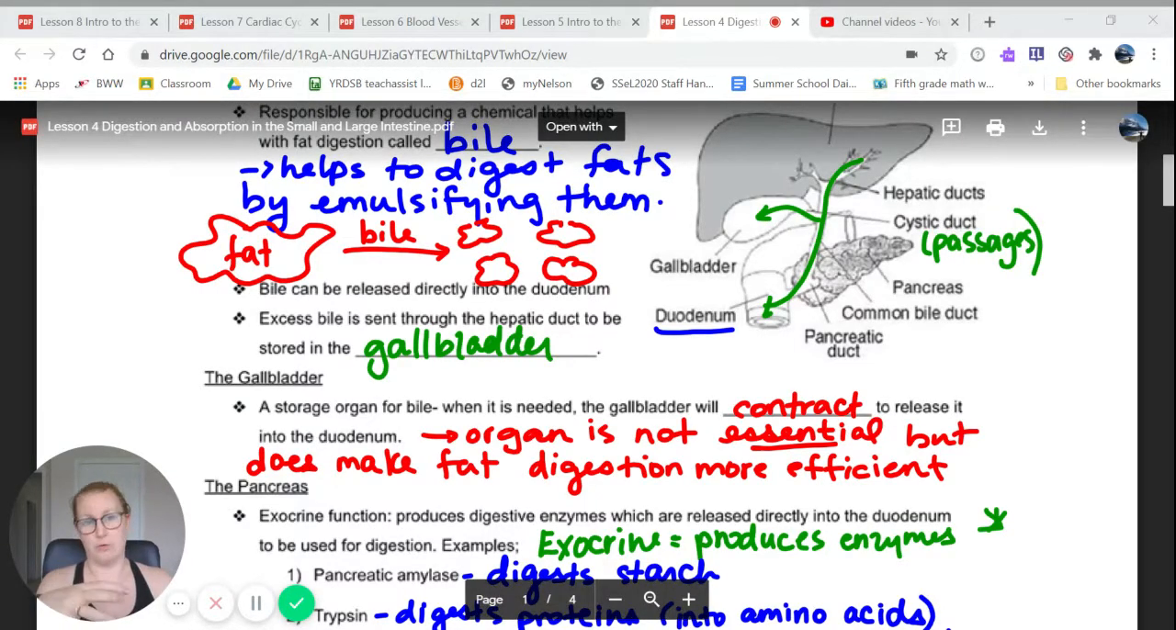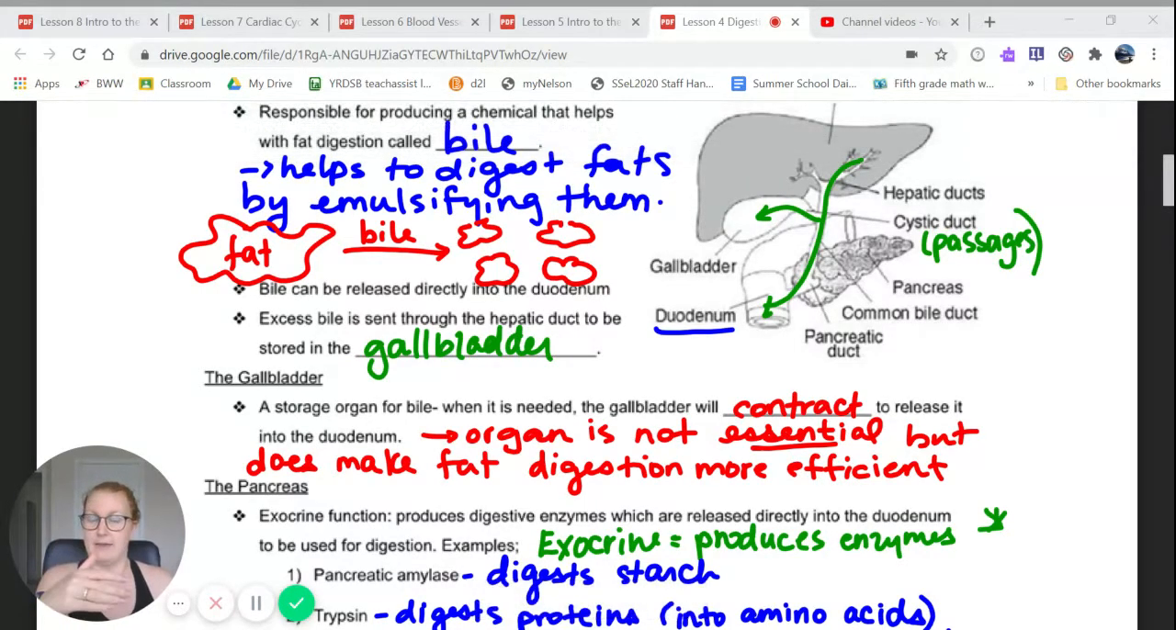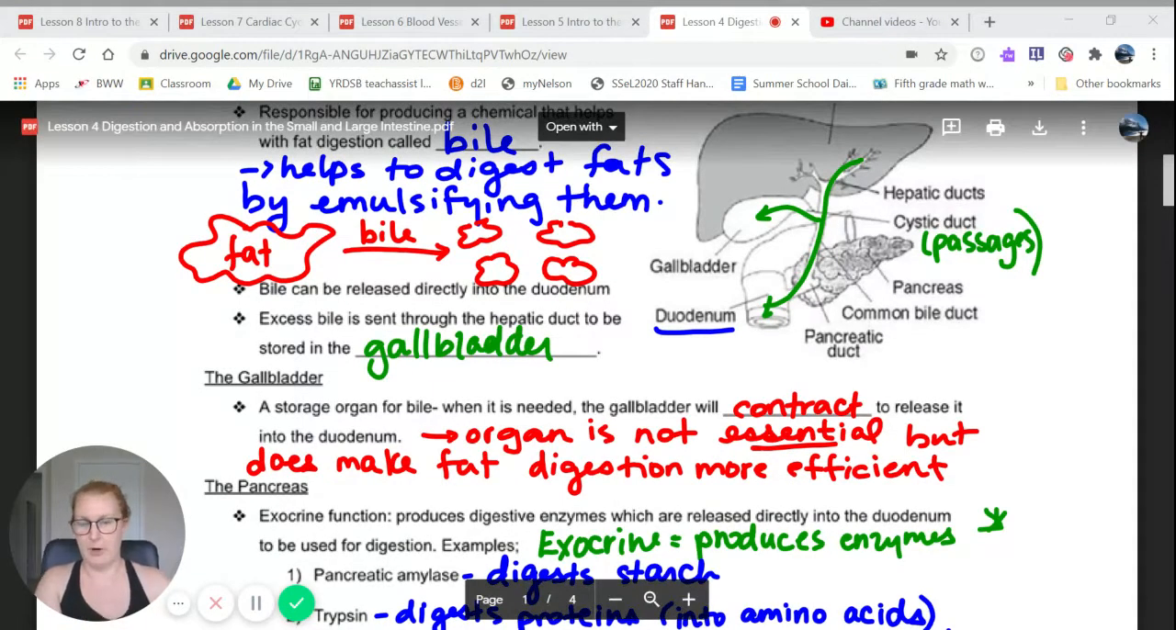It's not an essential organ because it's not actually producing anything, but people who have had this taken out may have some trouble with digesting fats. So they might have to keep a bit of a lower fat diet in order to essentially ensure that their liver is able to make enough bile to be used as soon as they eat because they don't have that storage organ anymore.